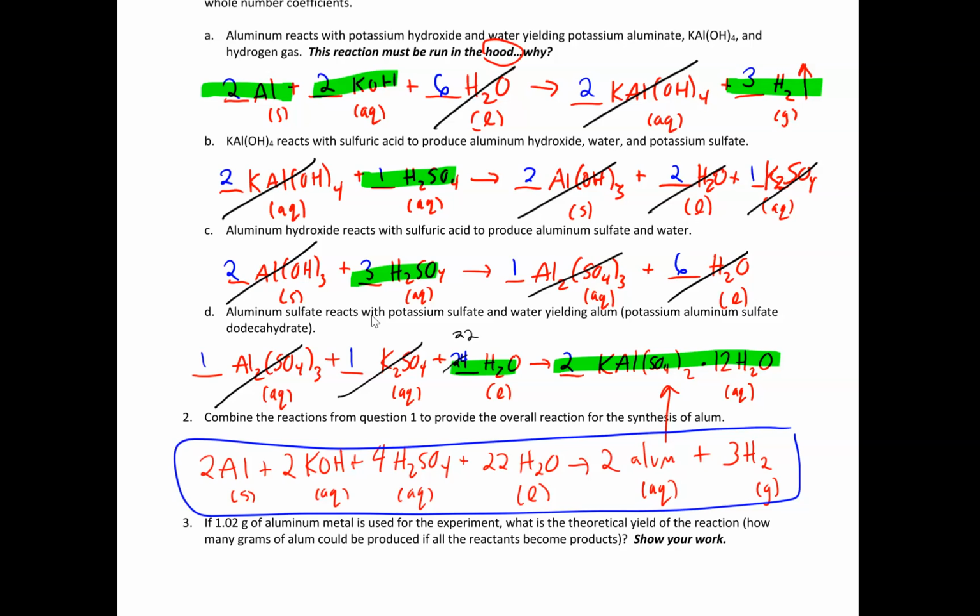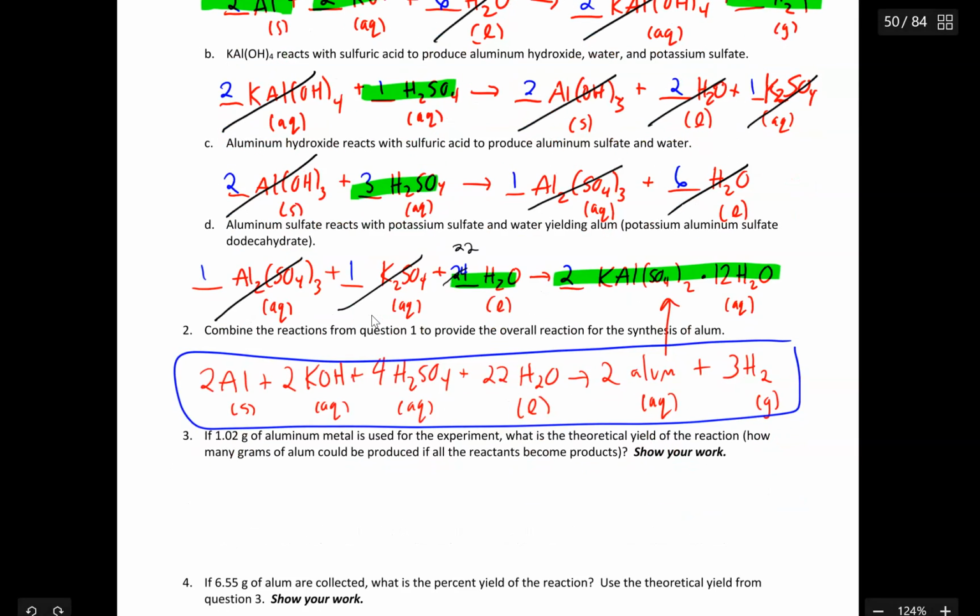The whole reason that we go through that process of figuring out the overall equation is so that we can answer questions like number 3. Question 3 is a theoretical yield problem. So we're told if 1.02 grams of aluminum metal is used for the experiment, what is the theoretical yield of the reaction? Basically, how many grams of alum could be produced if all of the reactants became products?